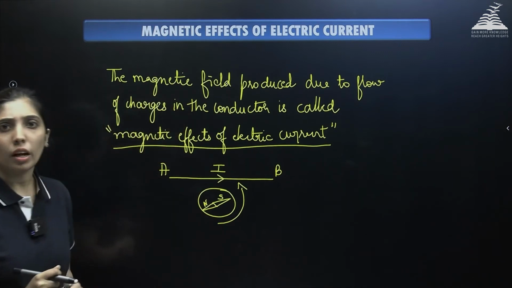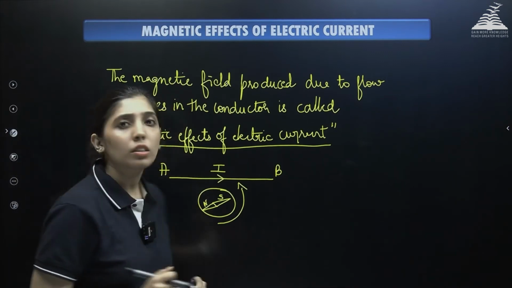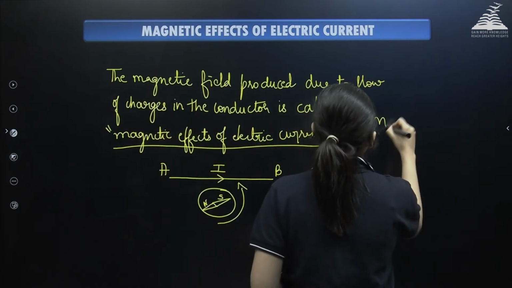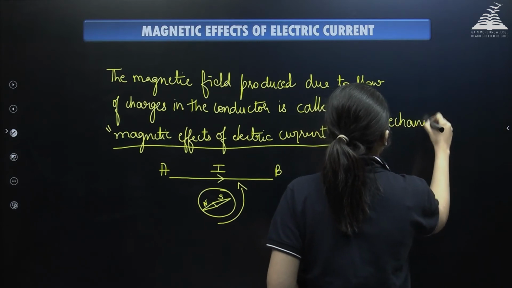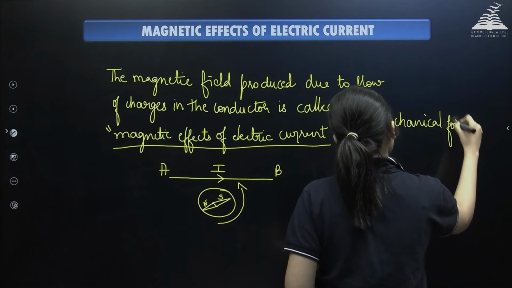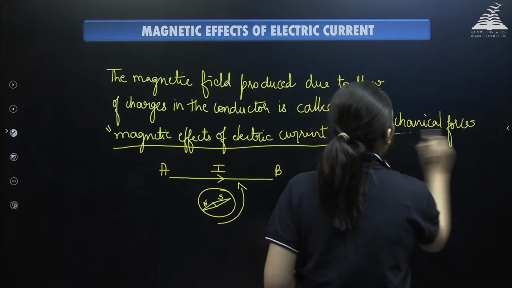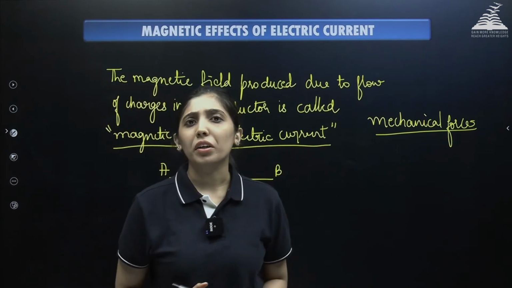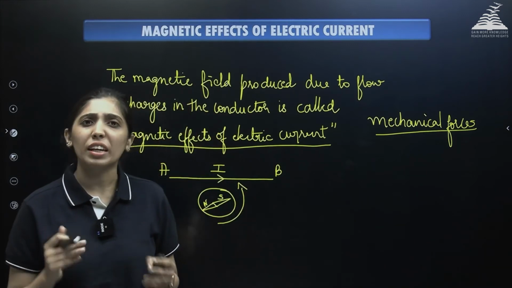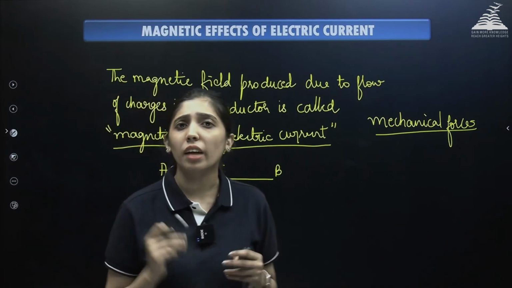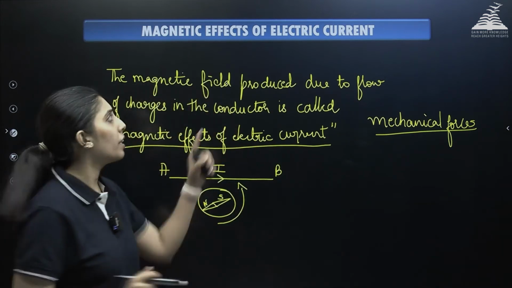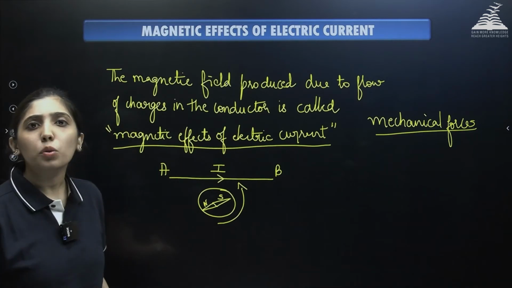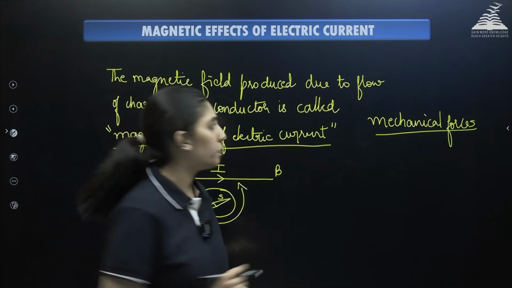But why do we need to study this? Because these magnetic fields give rise to mechanical forces. And these mechanical forces are in turn used in various electrical equipment, in electric motors and electric generators. We all know electric motors are again used in electric fans, electric mixers, etc. So it is very important to study this chapter and this topic especially. And this was discovered in 1820 by a scientist, Christian Ørsted.